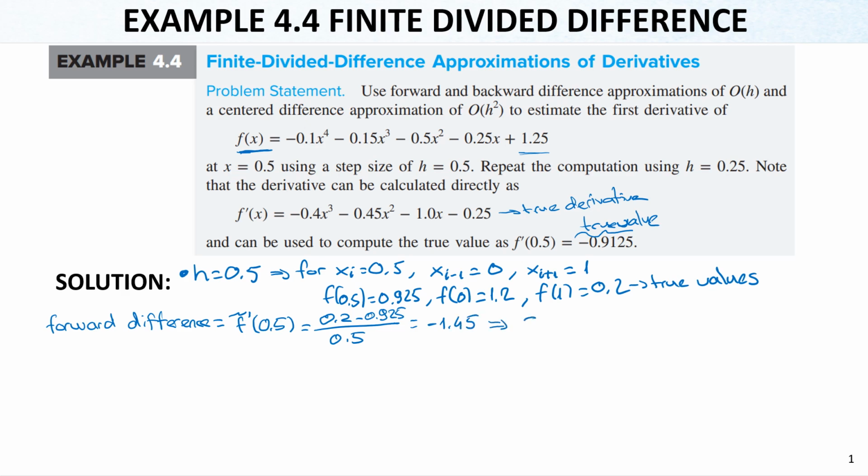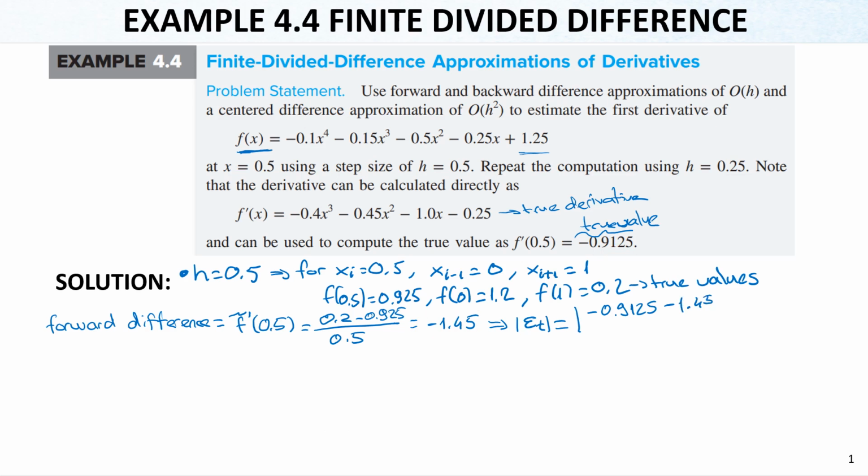And here we can calculate the percent relative error for the true value, as the absolute value. Sorry, we will use the true value here, and we said that the derivative true value is minus 0.9125. So minus 0.9125 minus the predicted value. You can see we predicted minus 1.45, which is far away enough to say that this is not accurate.